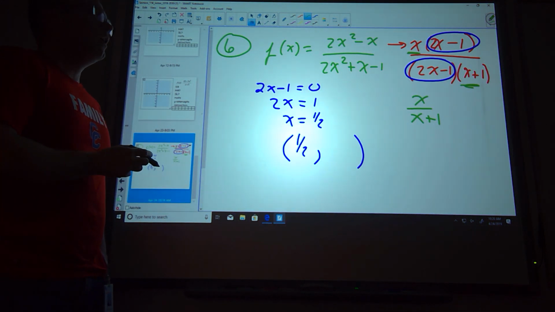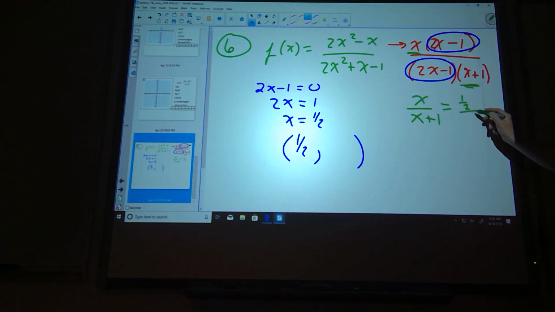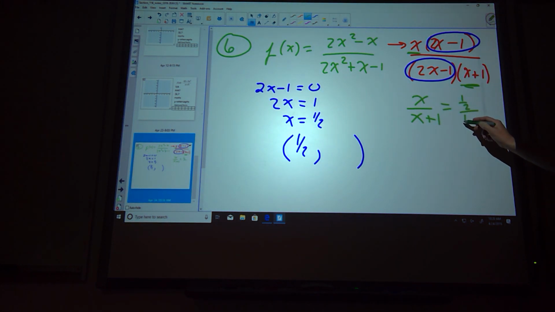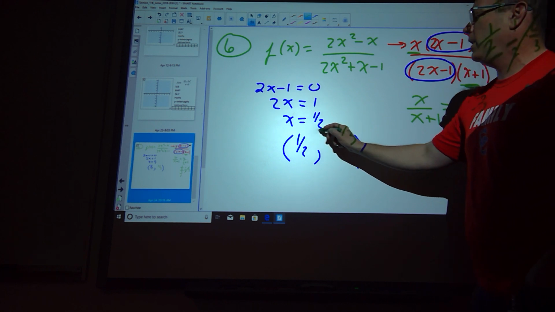Oh, our favorite complex fraction. So we get 1/2 over 1/2 plus 1. 1/2 plus 1 is 3/2, I believe. Multiply by the reciprocal, so 1/2 times 2/3. So at 1/2 comma 1/3, we have a hole.